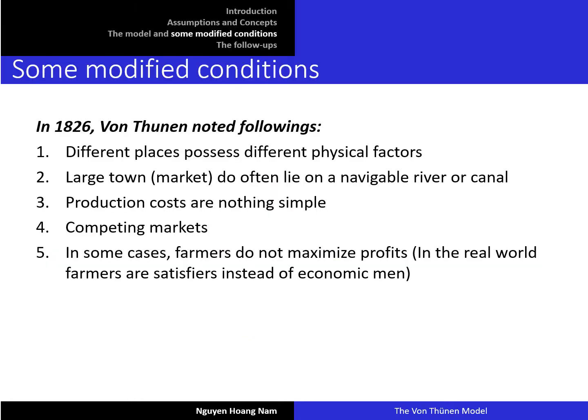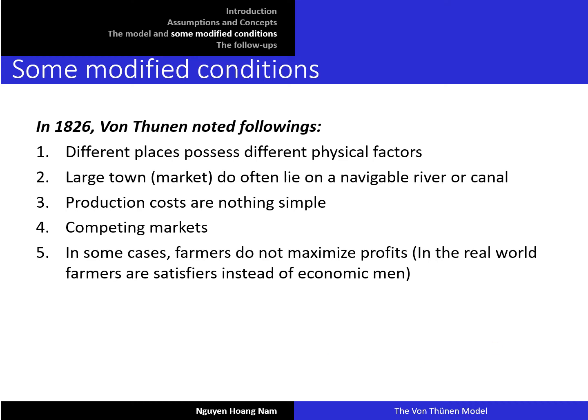Some modified conditions of the von Thunen model. In 1826, von Thunen already noted down some important modified conditions of the model. First, different places possess different physical factors, and we all know that, because there's no place the same as another.